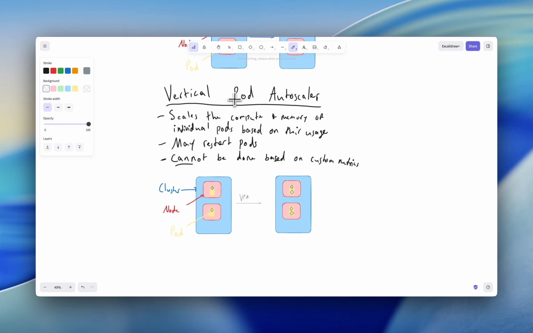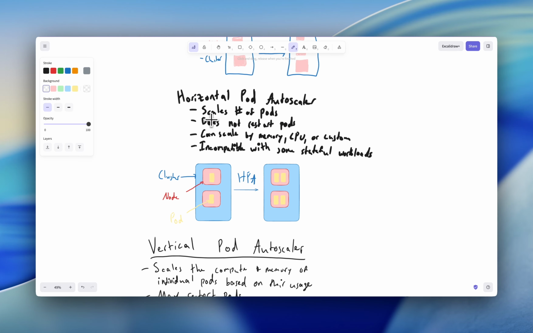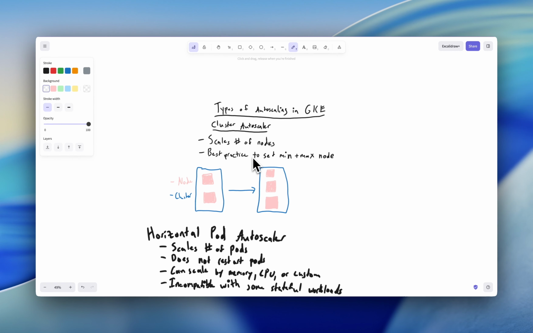So vertical pod autoscaler doesn't change the number of pods. It adds resources to the same number of pods, whereas horizontal pod autoscaler actually changes the number of pods, and that is the difference. And then we've also got cluster autoscaler, which scales the number of nodes, and it's a best practice to set the minimum and maximum number of nodes.